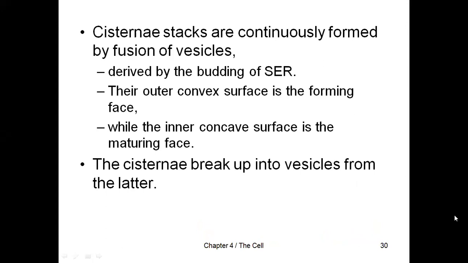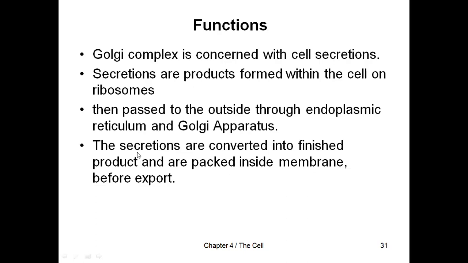Cisternae stacks are continuously formed by fusion of vesicles. They are derived by the budding of the smooth endoplasmic reticulum, meaning materials that are produced from the smooth endoplasmic reticulum come into the vesicles, and in the vesicles they are packed and then stored. The outer convex surface is the forming phase, while the inner concave surface is the maturing phase. The cisternae break up into the vesicles from the latter. I'm going to explain all this on the board.